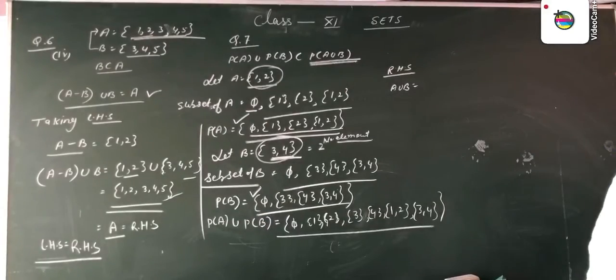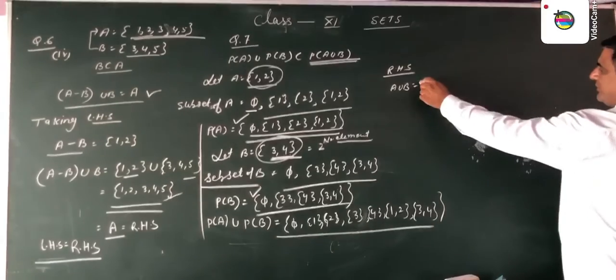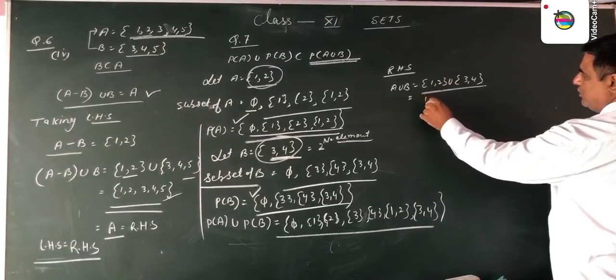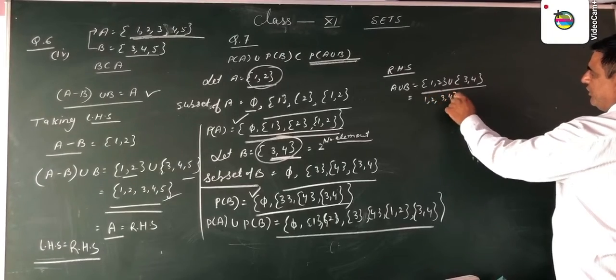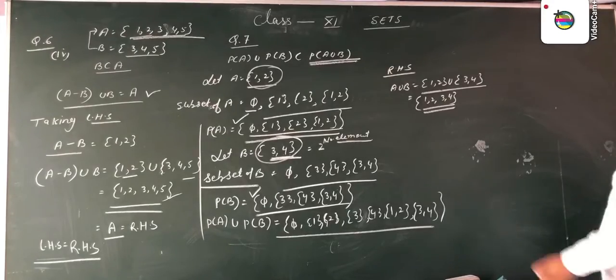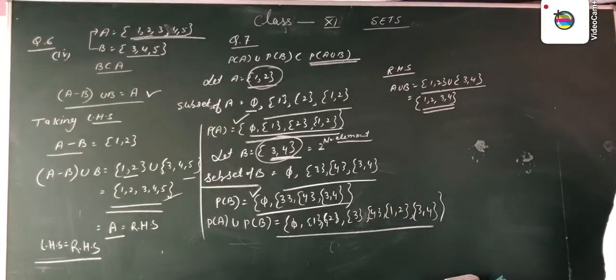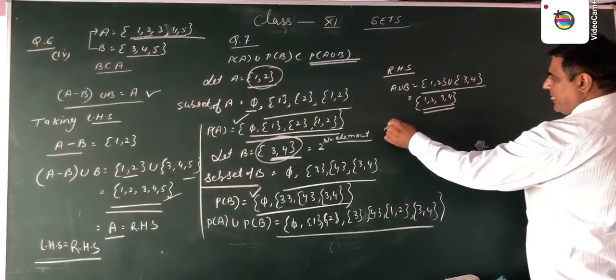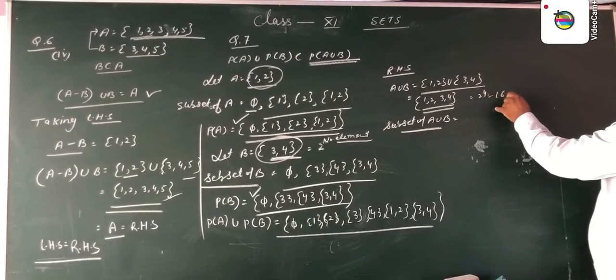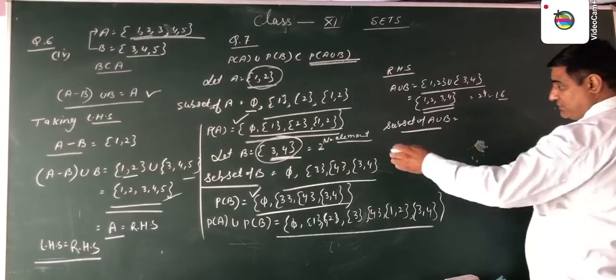The elements of A are 1, 2, union with B. B means 3, 1, 2 and 3, 4. This is the union of two sets. Now we write the subsets of these elements. The power of 4 elements means 2 to the power 4, which is 16. Now we write these 16 subsets.